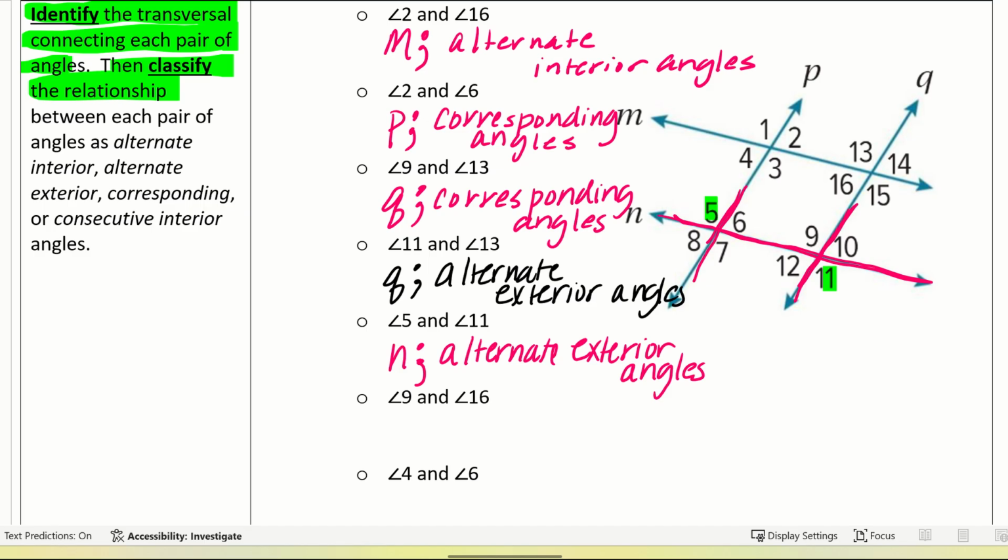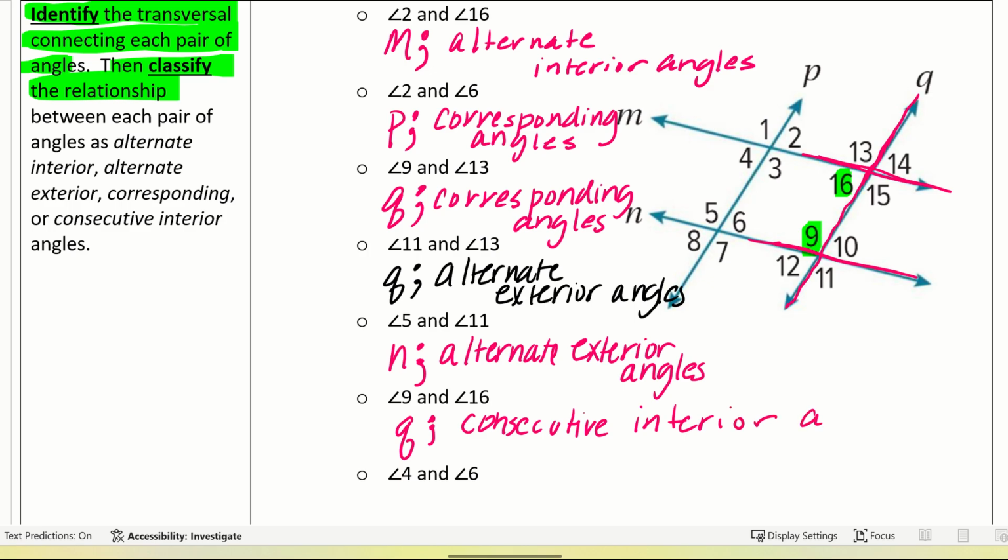Okay, we only got 2 more left. So let's look at 9 and 16. Q looks like the transversal here. These look like the two lines. And it looks like they're on the interior and they're right next to each other on the same side. So it wouldn't be alternate interior. It would be consecutive interior. So I'm going to put Q again, and I'm going to put consecutive interior angles.